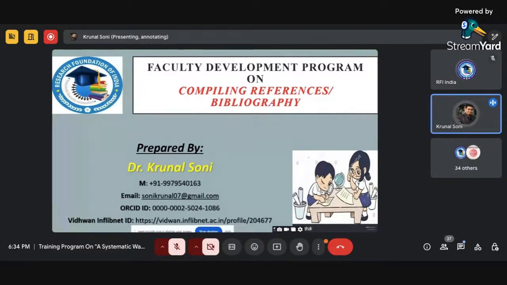If we are compiling referencing and bibliography, we also need to understand which parameters to take into account, so that our research work is visible to society. These are the various questions we have to keep in mind, and based on that we have to answer them. For this we have to work very rigorously on referencing and bibliography.